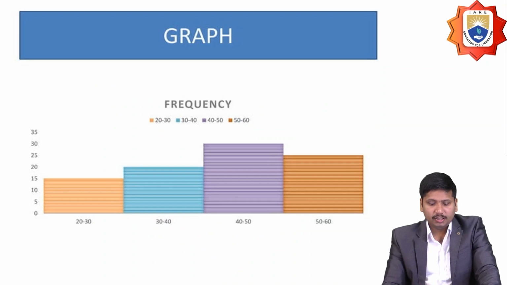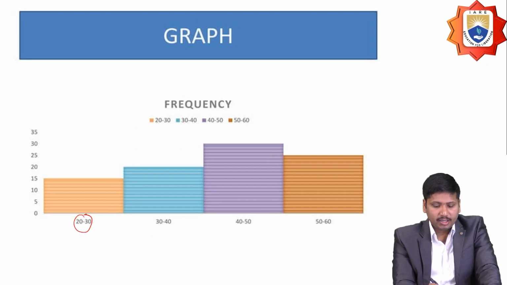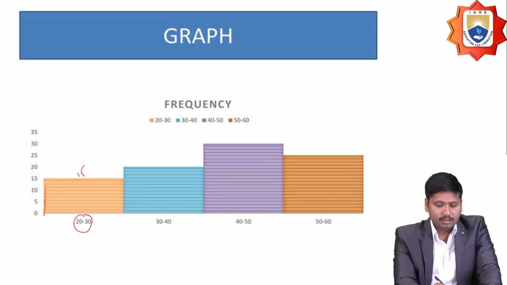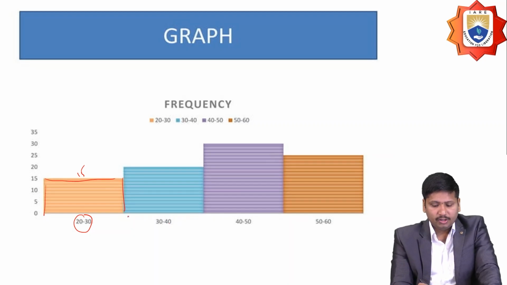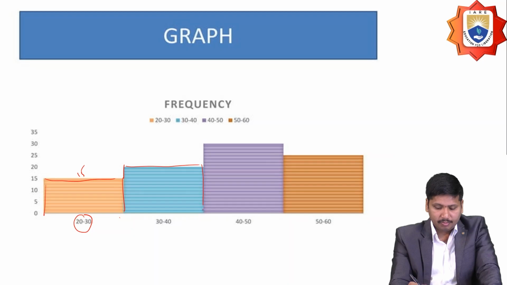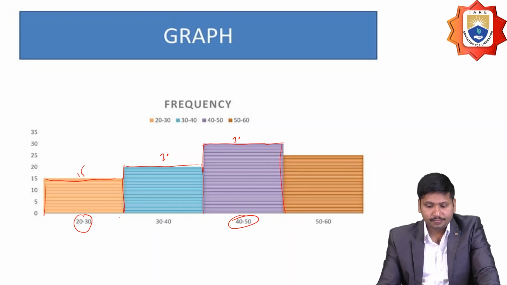So how can I represent this histogram? In between 20 and 30 the frequency value is 15, so I consider that, and that means I can draw this. Without any gap, the interval between 30 and 40, the value should be around 20, so I'm going to construct 20 here, without any gap between the two bars. And between 40 and 50 it should be around 30, so without any gap I'm going to construct this. So like this I can construct the histogram.